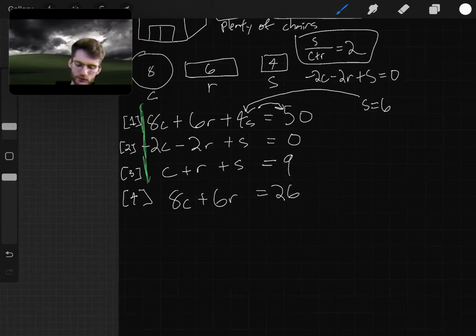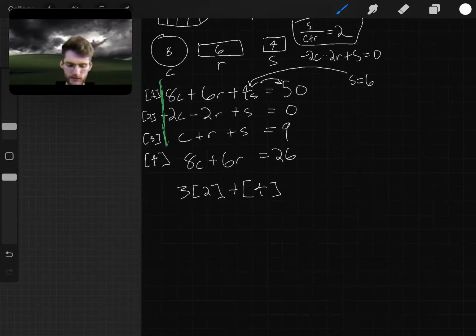Now I'm going to try and extract out, let's say, variable c. And I can do that if I take equation 2, I'm going to multiply it by 3, and I'm going to add it to equation 4. So in equation 2, 3 times -2 equals -6. I'm going to add it to 8, which gives me 2. So then I have 2c.